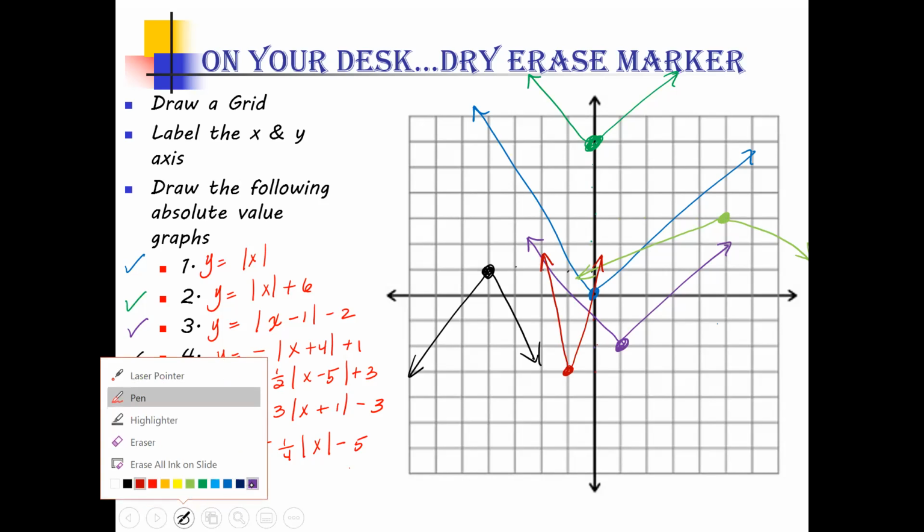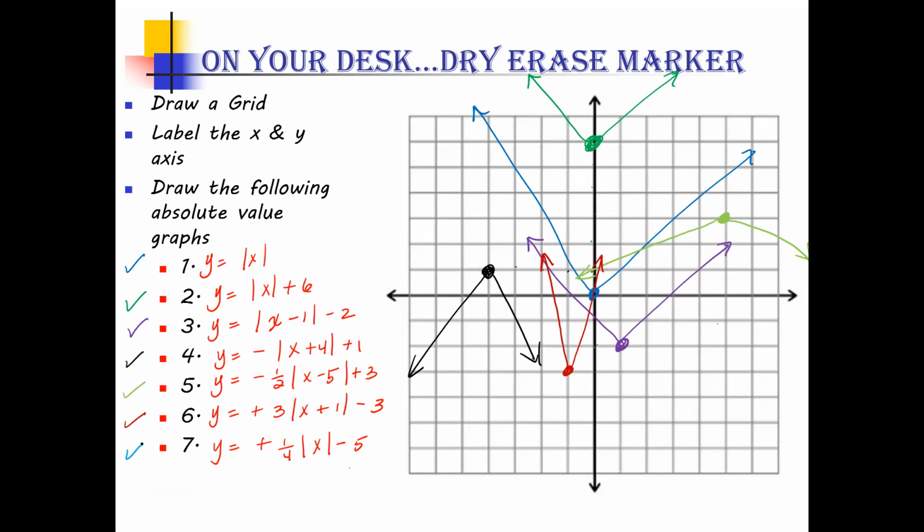And then, let's see, which color have I not used? Light blue, let's do that. Last one, 7. Go down 5: 1, 2, 3, 4, 5. That's your vertex. You don't go to the left or to the right. And it's actually smaller than 1, so it's going to be a wider shaped graph, like that.